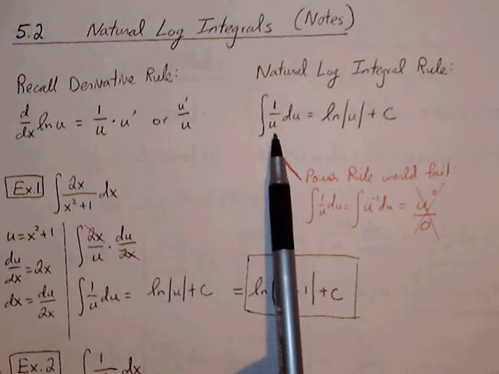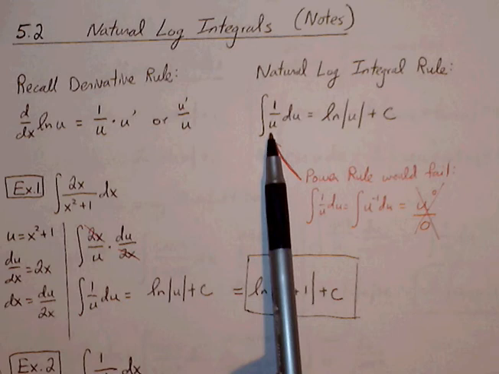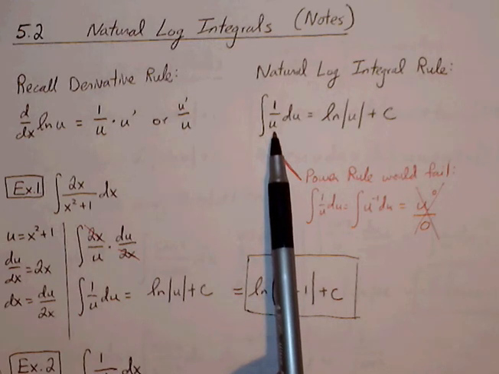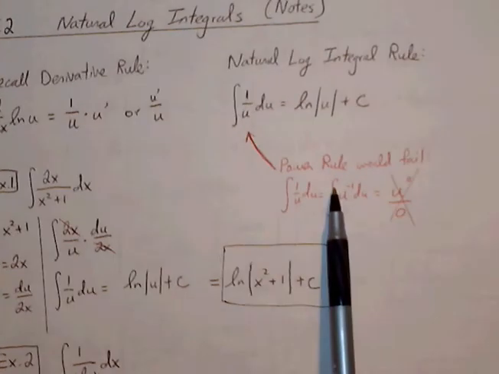Normally, if we see something like 1 over x or 1 over u, we may consider that we may be able to find the integral using power rule. But for anything in the form of 1 over u to the first power or 1 over x to the first power, power rule is actually going to fail.